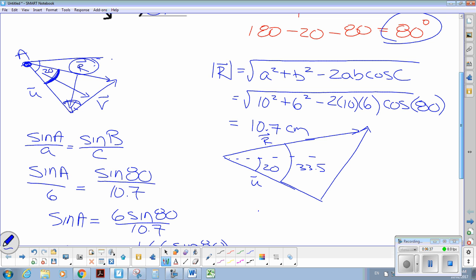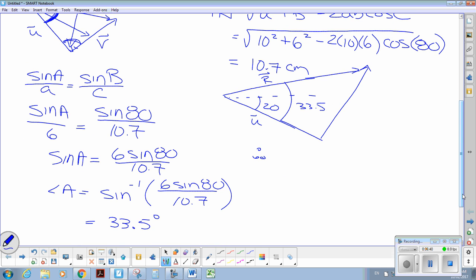Therefore, the resultant is 10.7 centimeters. And if this is the horizontal, I know that that distance was 20, that distance is 33.5, so that distance is 13.5, so I would have been heading to the right, or east, 13.5 degrees north. So very careful. Like I said, drawing the picture is always the trickiest part, and if you don't draw it proportionally, you have to be careful when you interpret your answer.